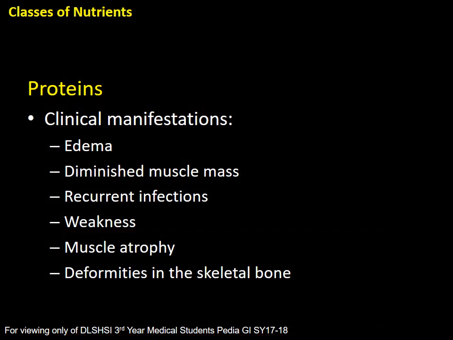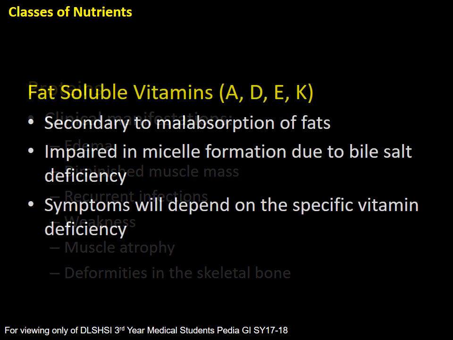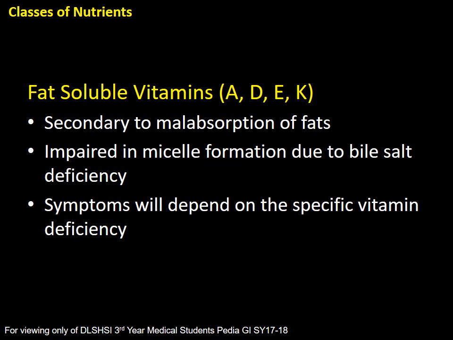The clinical manifestations of patients with protein malabsorption are the following: edema, diminished muscle mass, recurrent infection, weakness, muscle atrophy, and deformities in the skeletal bone. We have discussed the 3 macronutrients. Now let us proceed with vitamins.